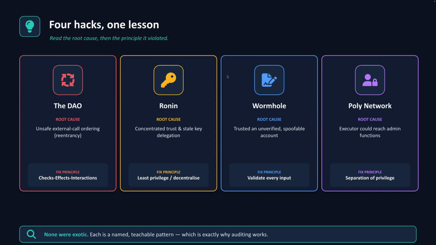In case of Wormhole, you should validate every input and not trust them as it is. In case of Poly network, the privilege must be separated. That is, if the ETH cross-chain manager contract had not been the owner, the Poly network hack would have never happened. None were toxic. Each is a named teachable pattern, which is exactly why auditing works.